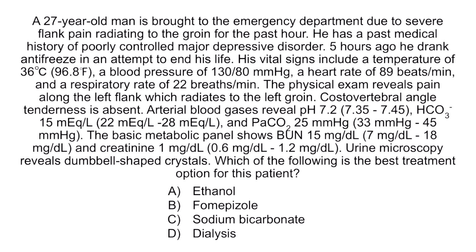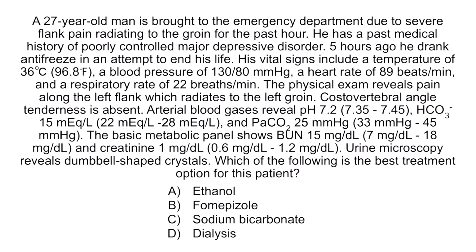Arterial blood gases reveal pH of 7.2, bicarbonate of 15, and PaCO2 of 25. The basic metabolic panel shows BUN of 15 and creatinine of 1. Urine microscopy reveals dumbbell-shaped crystals. Which of the following is the best treatment option for this patient? A. Ethanol, B. Fomepizole, C. Sodium bicarbonate, or D. Dialysis.